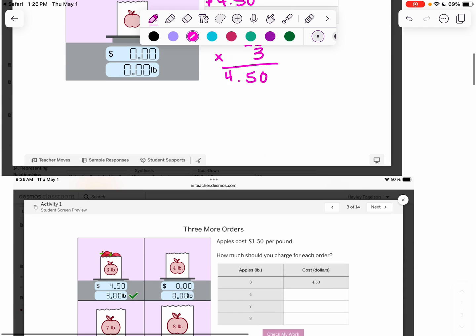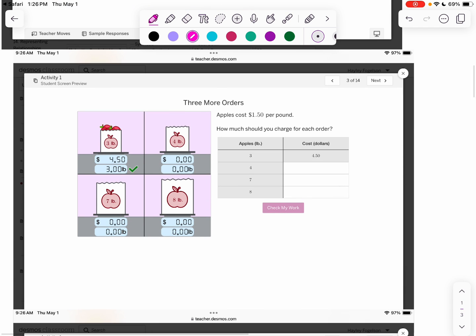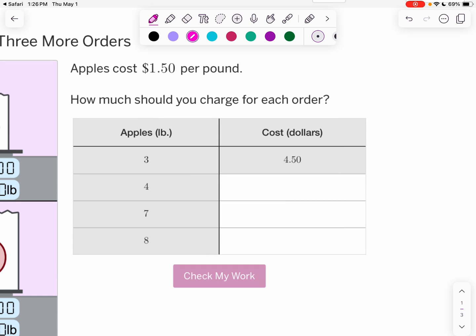All right, moving on to slide 3. This time we know that 3 pounds of apples was $4.50. We want 4 pounds. So I need to take 4 times $1.50. When I do that, I get $6. And again, type it in on your calculator.